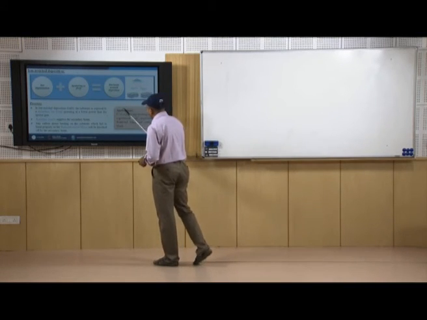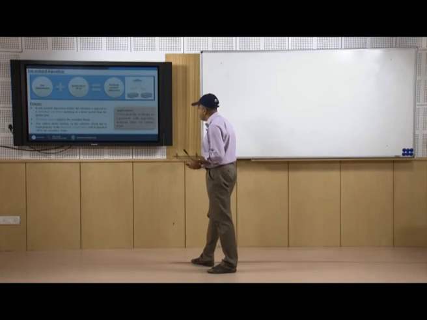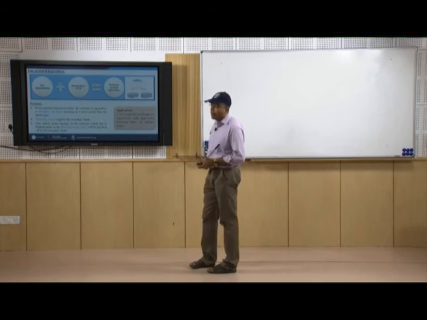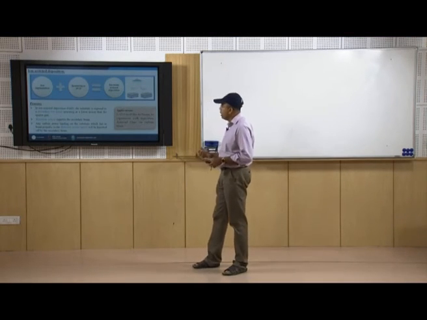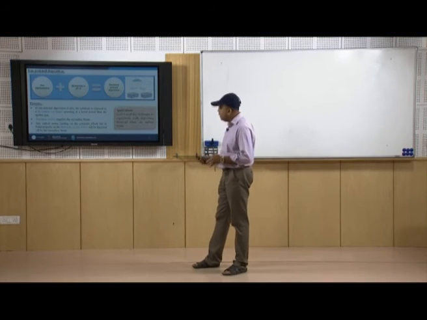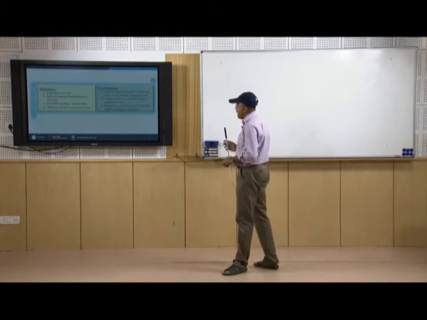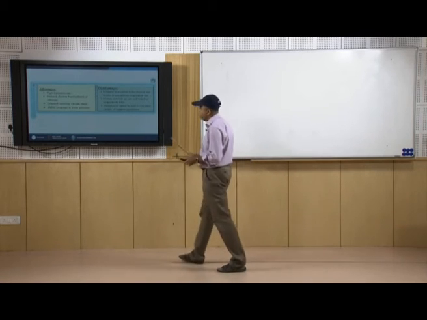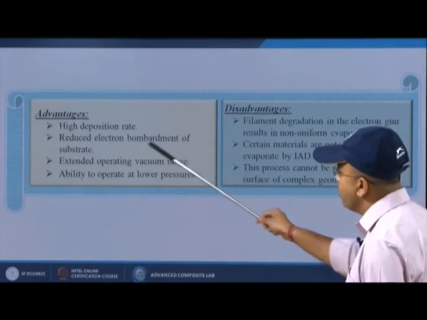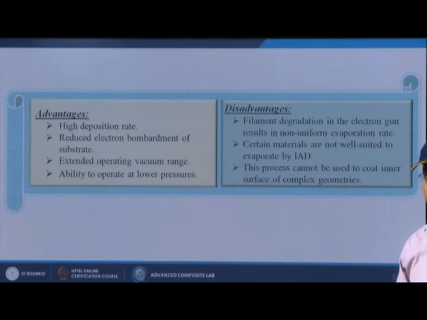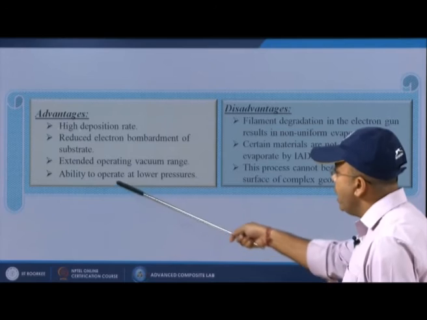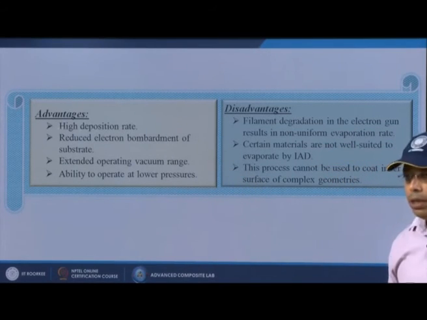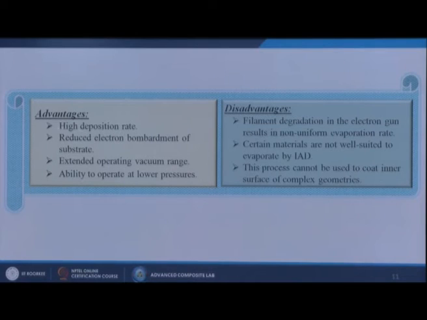What are the applications? NASA used this technique to experiment with depositing diamond films on turbine blades. So these all are the advanced applications which we can do with the ion assisted deposition technique. What are the advantages of this technique? High deposition rate, reduced electron bombardment of the substrate, because we are not going to disturb our substrate by any kind of electron bombardment, so that it can change its shape and size. Extended operating vacuum range, ability to operate at lower pressure. So these all are the advantages of this particular technique.